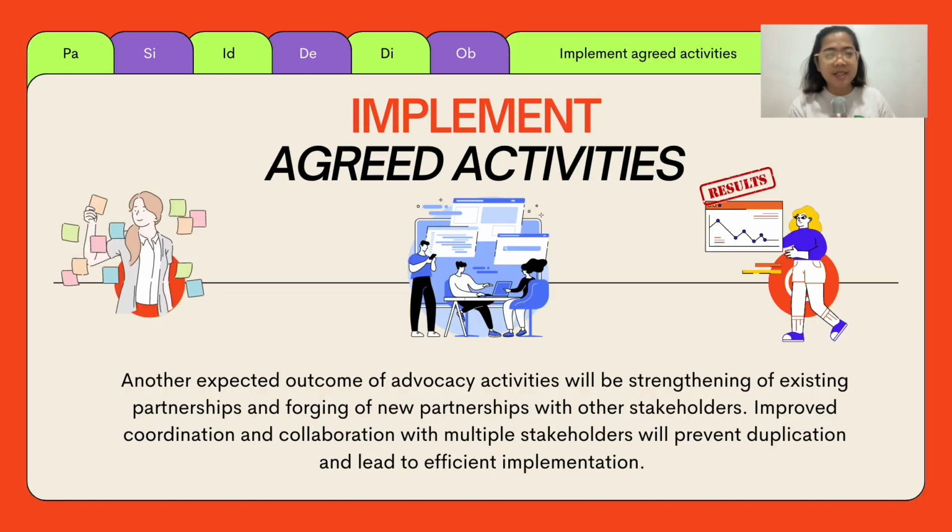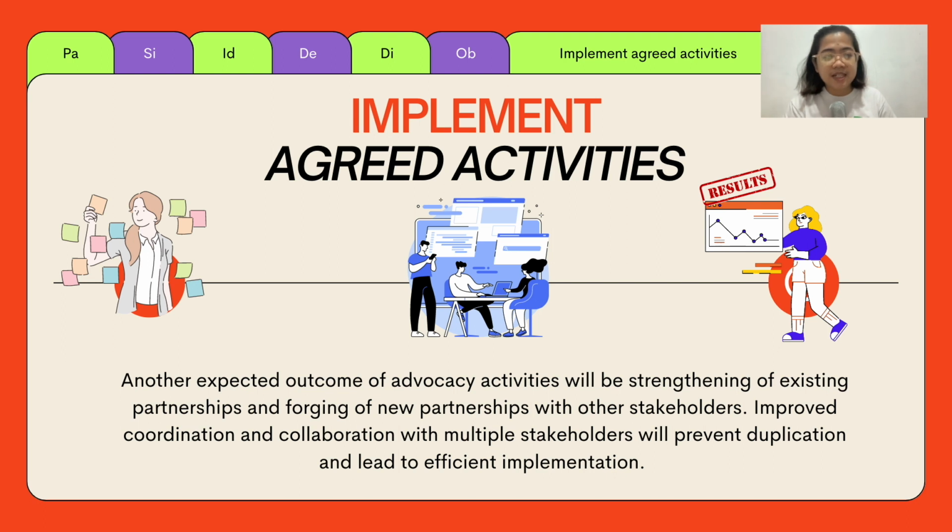After all those steps, next is to implement agreed activities according to the plan. Through advocacy, all the participants of a social mobilization program are encouraged to adopt a human rights-based approach and may have a policy focused on marginalized, vulnerable, and at-risk groups. Another expected outcome of advocacy activities will be strengthening of existing partnerships and forging of new partnerships with other stakeholders. Improved coordination and collaboration with multiple stakeholders will prevent duplication and lead to efficient implementation of activities.